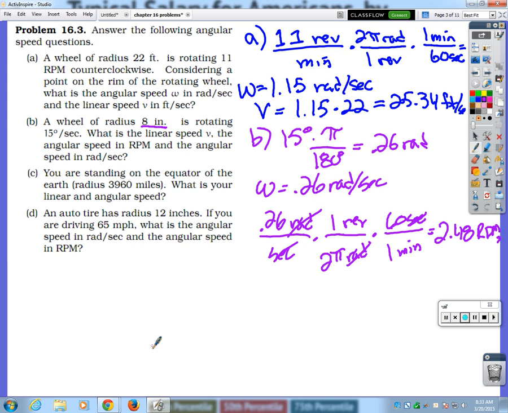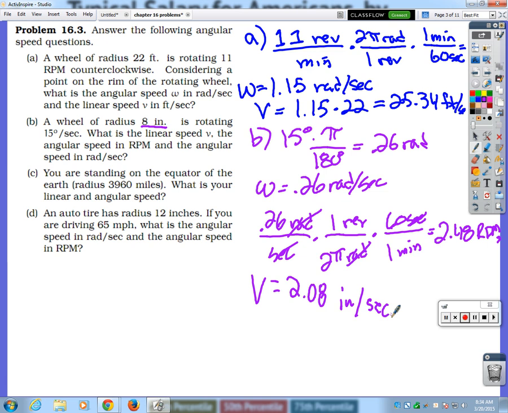So velocity is what? 2.08, and that's going to be inches per second. We're okay up to there, and then C gets a little bit scary.